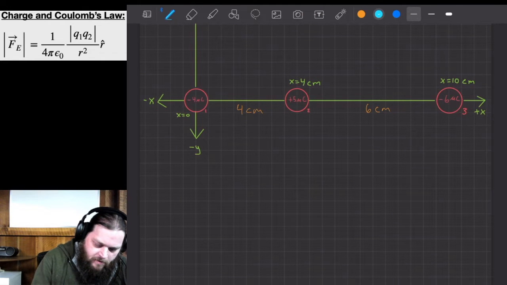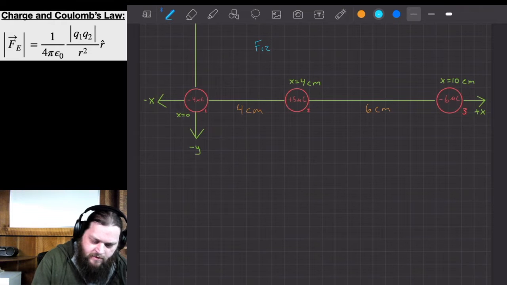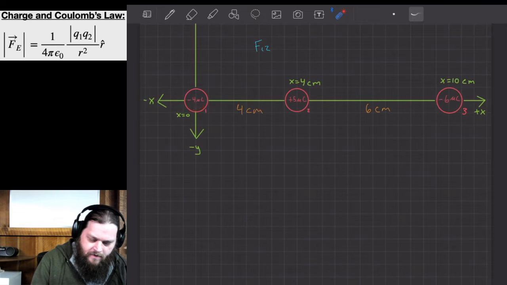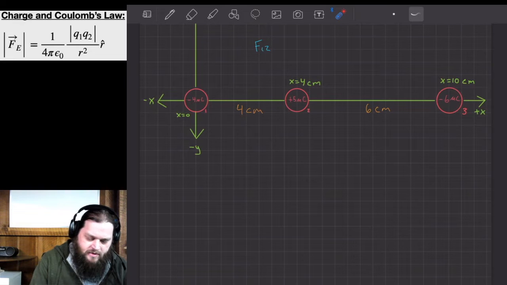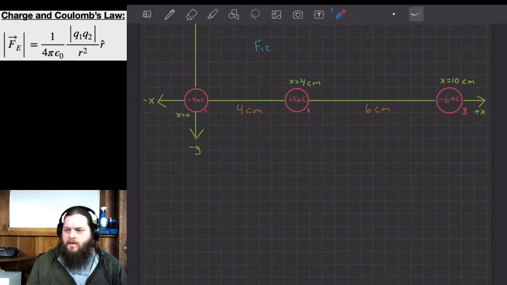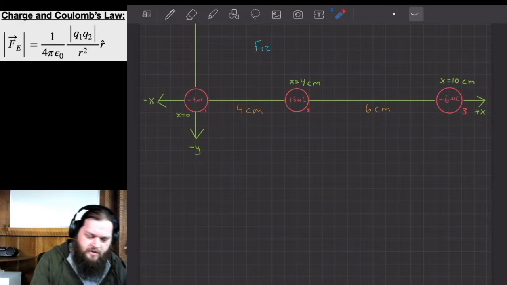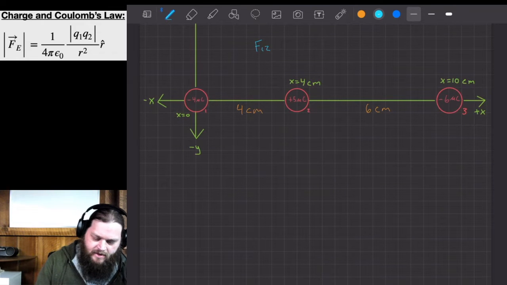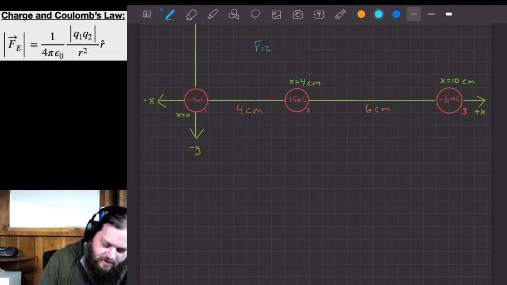So the force of 1 on 2, that's the force of charge 1 over here affecting charge 2. Since charge 1 is negative and charge 2 is positive, we know it's going to be an attractive force. So that force is going to move towards the negative x-axis in this case. So it's going to go somewhere along the lines of that.